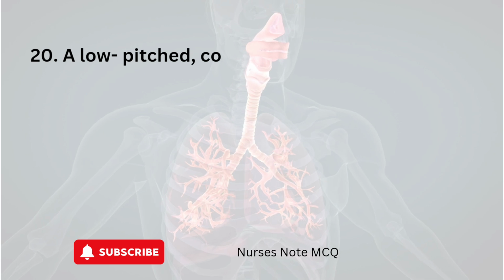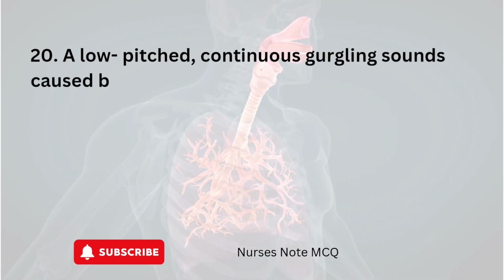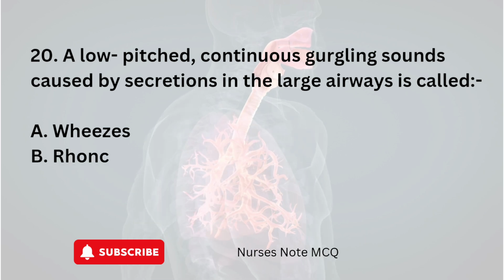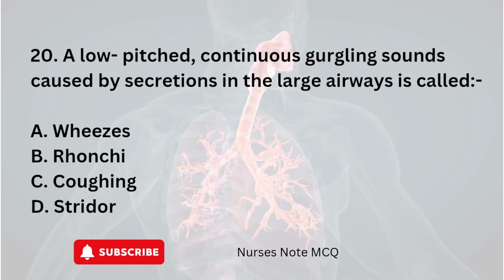A low-pitched, continuous gurgling sound caused by secretions in the large airways is called A. Wheezes, B. Rhonchi, C. Coughing, D. Stridor.